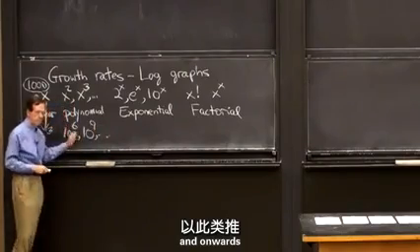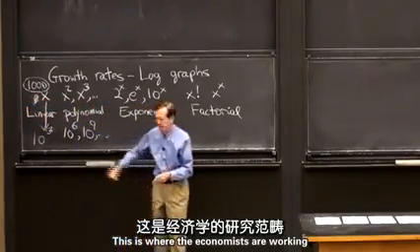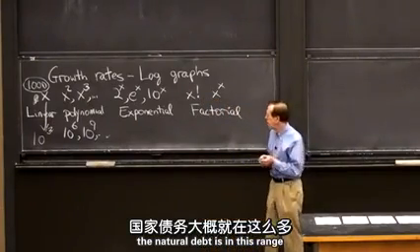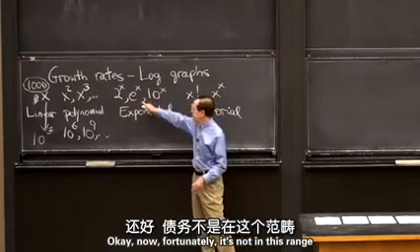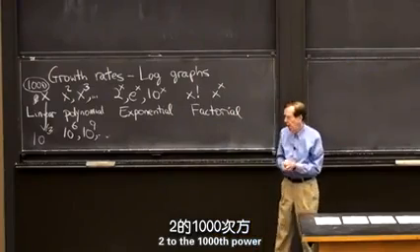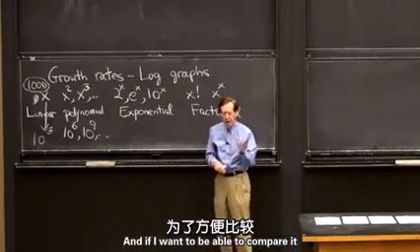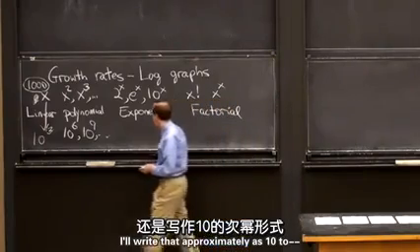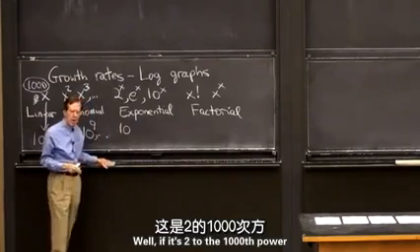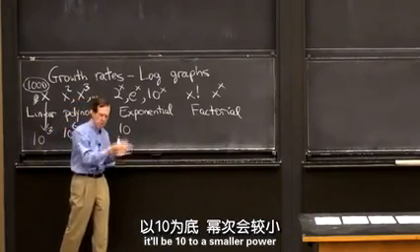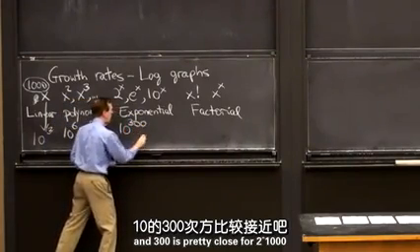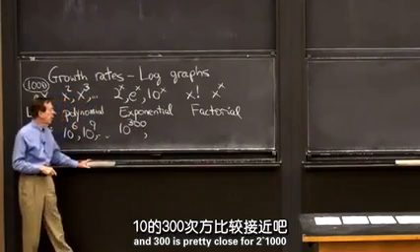And onwards. Like this is where the economists are working. The national debt is in this range. Okay, now, fortunately, it's not in this range. 2 to the 1,000th power. And if I want to be able to compare it, I'll write that approximately as 10 to, well, if it's 2 to the 1,000th power, it'll be 10 to a smaller power, and 300 is pretty close for 2 to the 1,000th.